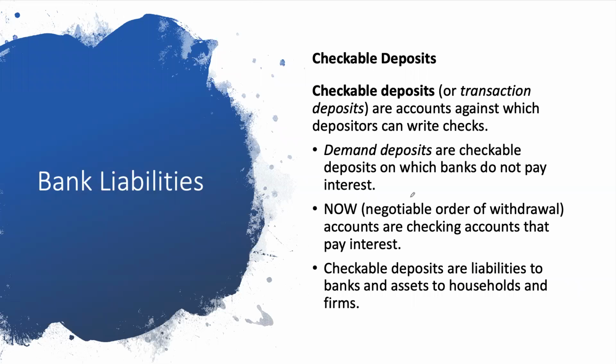The first liability that we discussed was checkable deposits, right? Checkable deposits, as the name suggests, is any account against which you can write a check, right? If you write a check and you give it to somebody else, when they present that check to the bank, the bank takes money out of that checking account against which that check was written, and then gives it to the person presenting the check, right?